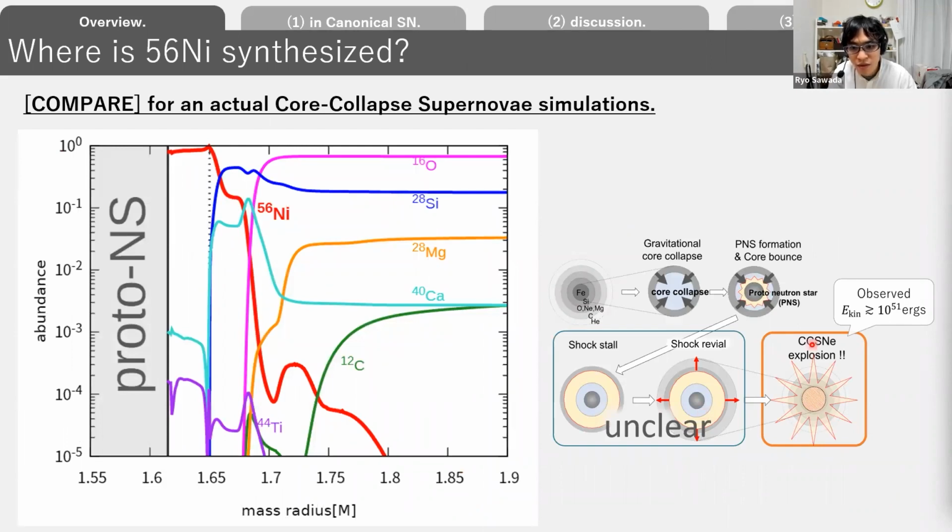So let us look at the typical nucleosynthesis model for an actual core-collapse supernova simulation. This figure shows the abundance distribution of the typical nucleosynthesis model for a 1D core-collapse supernova. As explained earlier, 56 nickel is mainly produced in the region the shockwave can pass above 5 gigakelvin. So we can see that 56 nickel is mainly synthesized in the innermost region of the explosion, at the proton-neutron star surface layer. The shock expands, and at first the shock keeps quite a high temperature. So around the proton-neutron star region, 56 nickel is synthesized.